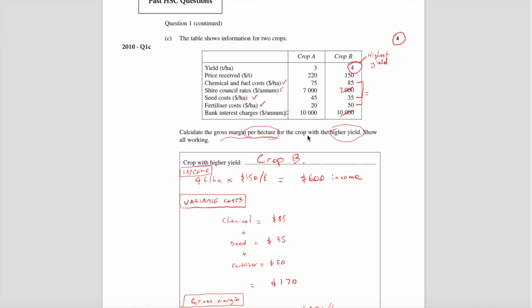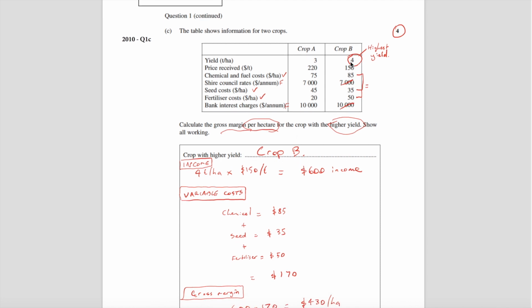This one is from 2010, and it says the table shows the information for 2 crops, and then it says calculate the gross margin per hectare for the crop with the higher yield. Now, some people make the mistake of doing the wrong crop and getting it all wrong, but it says yield per hectare 3 for this one, 4 per hectare for this one. So clearly this one is the one with the higher yield. So you need to do crop B. Crop with the higher yield is crop B.